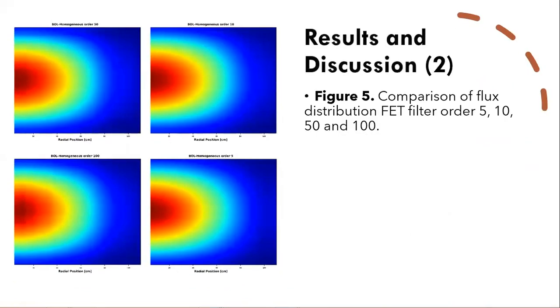Figure 5 shows the comparison of flux distribution with radial and axial Zernike order 5, 10, 50, and 100. The figures show that when the order of Zernike polynomial is increased, there is an increase in smoothness and continuity of neutron flux distribution. An order value that is too high will cause the flux distribution to fluctuate more. But if the order value is low, the flux distribution will obscure the natural flux distribution. The order value of 10 is the optimum value used in the following study.